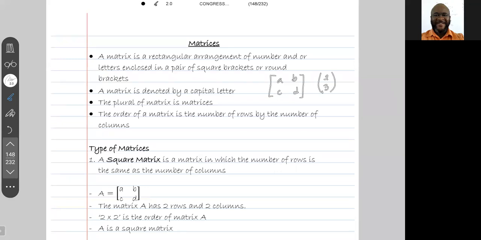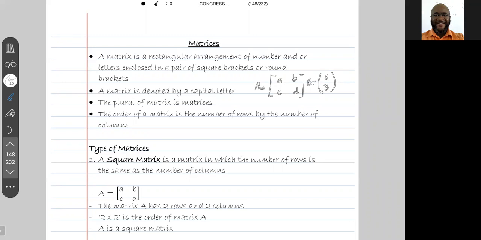Now, a matrix is denoted by a capital letter. So I can say that this is the matrix capital A. I could say that this is the matrix capital B. A matrix is denoted by a capital letter. The plural of matrix is matrices. So that's how you get the word matrices.